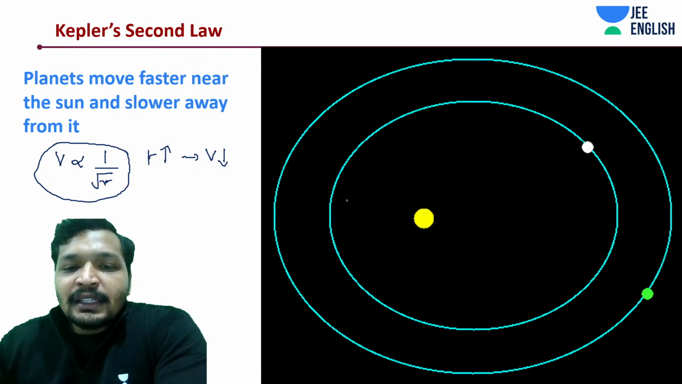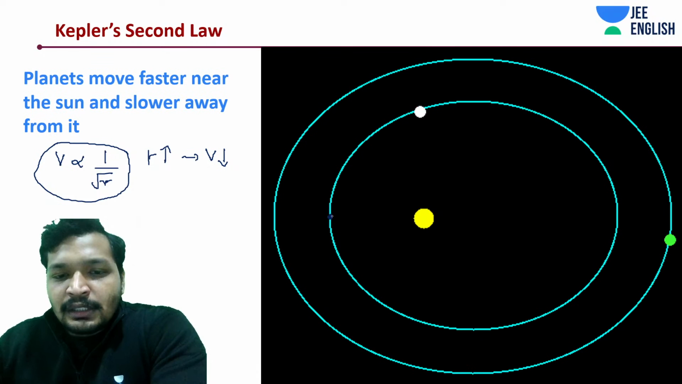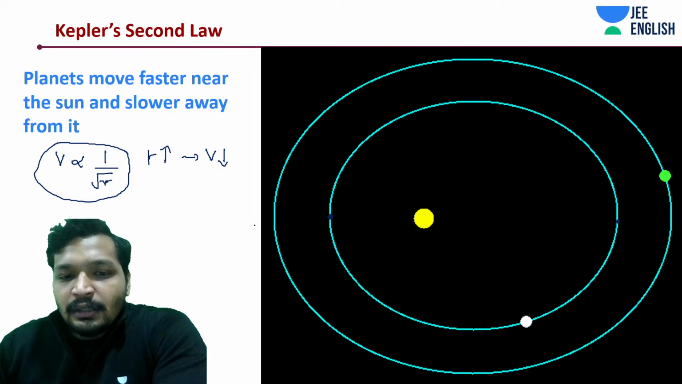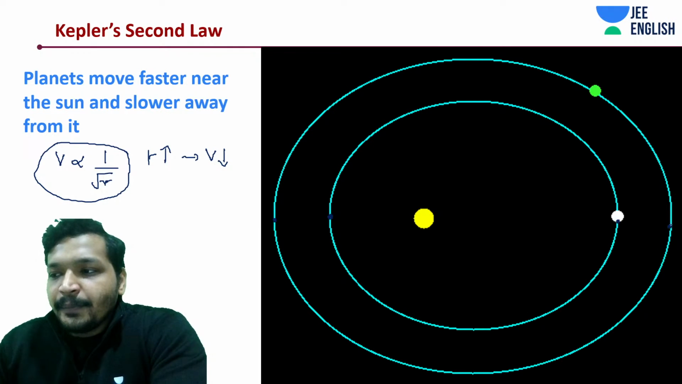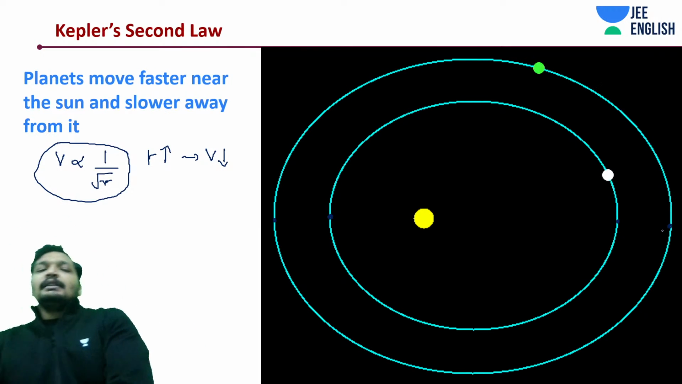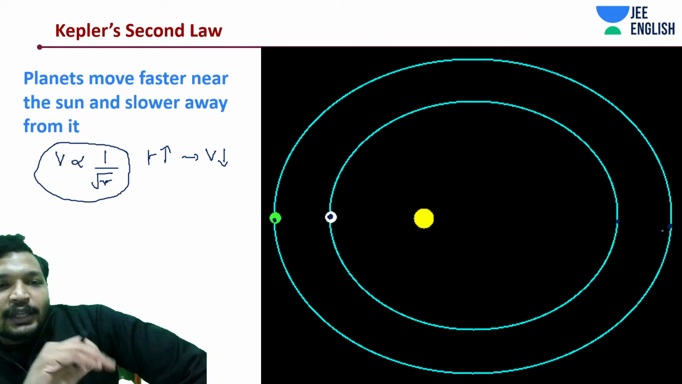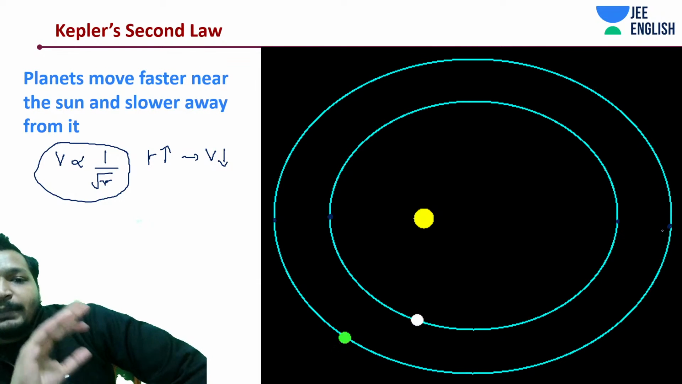That means whenever it is at this point, the planet is moving quite fast, whereas at this point the planet is moving the slowest. Notice at this point, notice at this point. Right, that's it. The second law of Kepler is so simple. He said, no, there are many more things, of course. The entire thing is all about Kepler's second law.